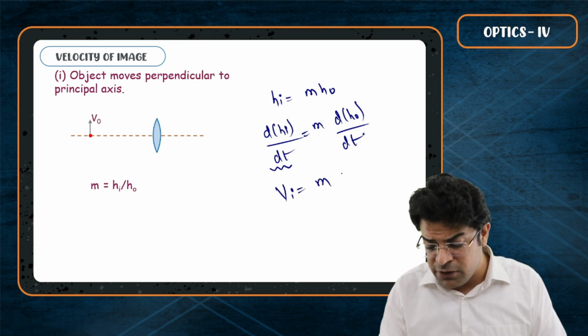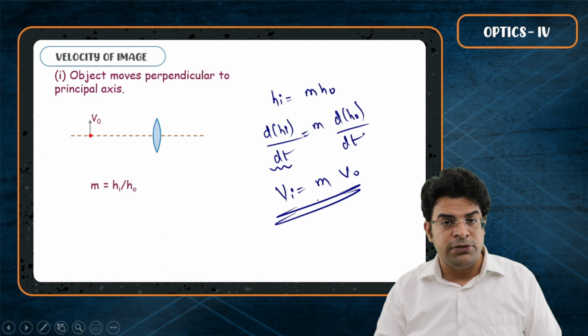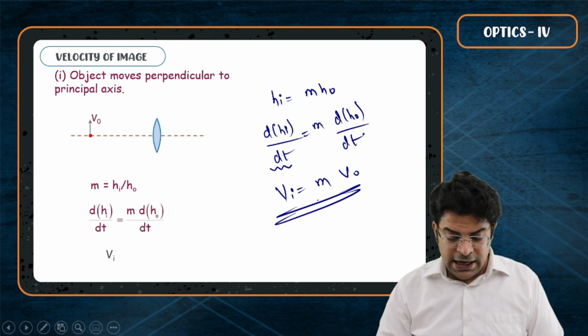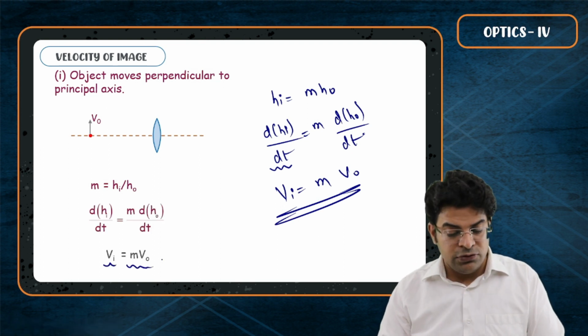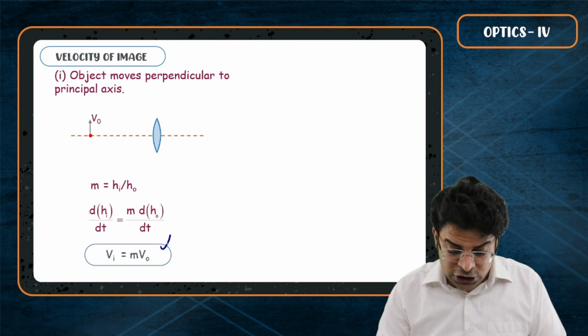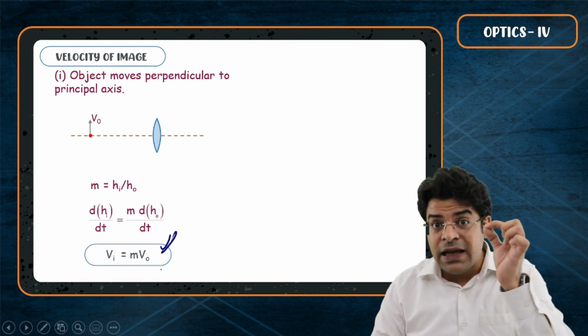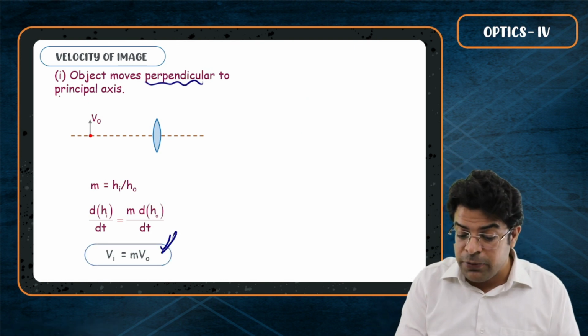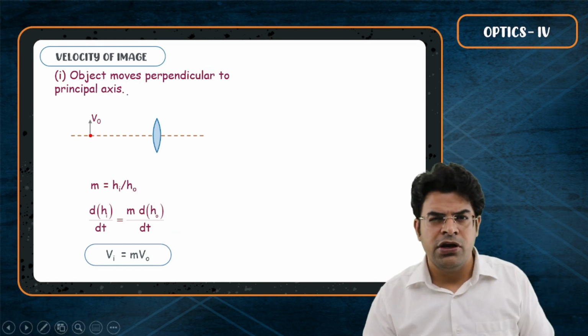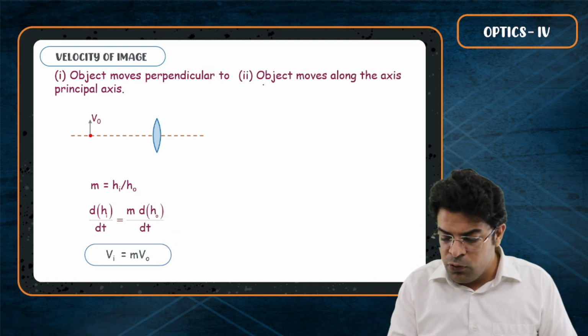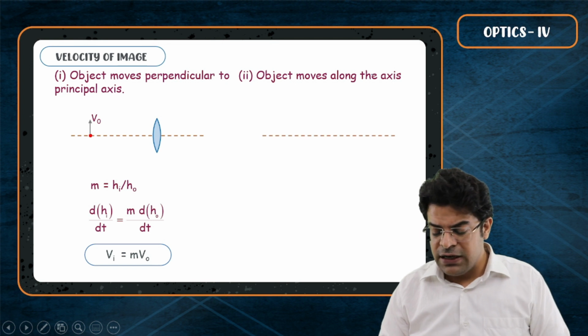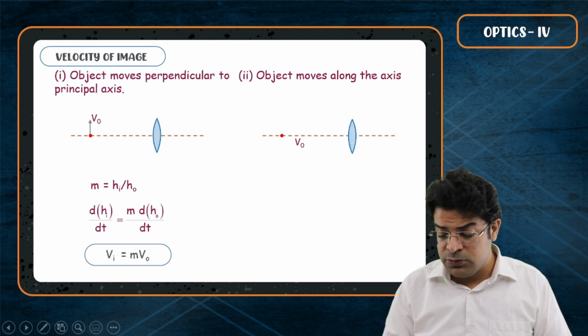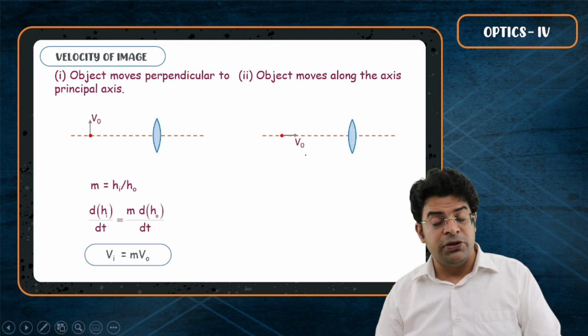And this is nothing but magnification times the velocity of object. So we will say that vi equals m times v naught. This formula should be used when the object has velocity in the direction perpendicular to the principal axis. But what if the object moves along the principal axis? So let's say you have got this object which is moving with some velocity v naught along the principal axis.